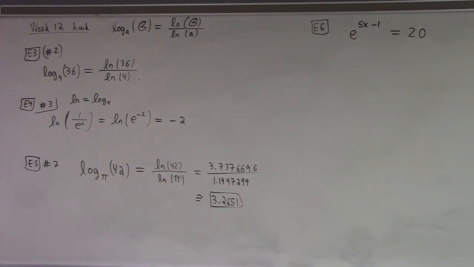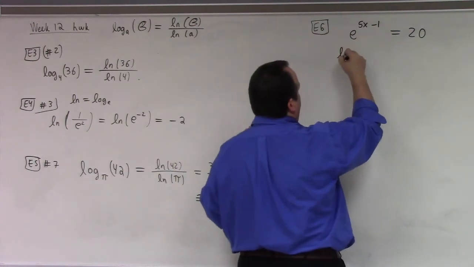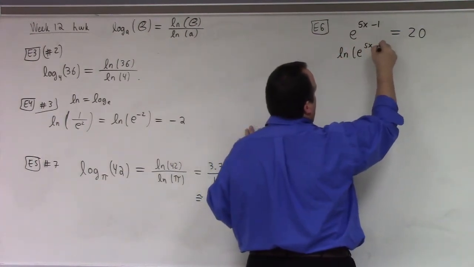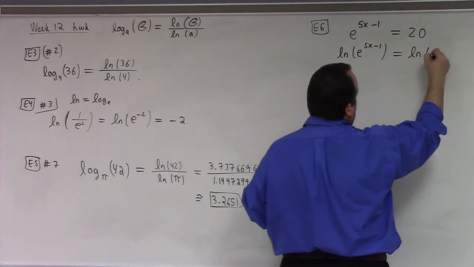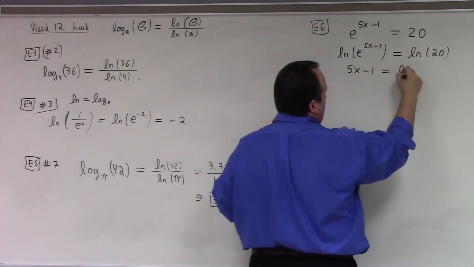How do we solve something like this? What do we do? Yes, what we want to do is take the natural log of both sides, because that will get rid of the exponential. And so if we do that, lo and behold, we have something we can solve. This gives us 5x minus 1 equals the natural log of 20.